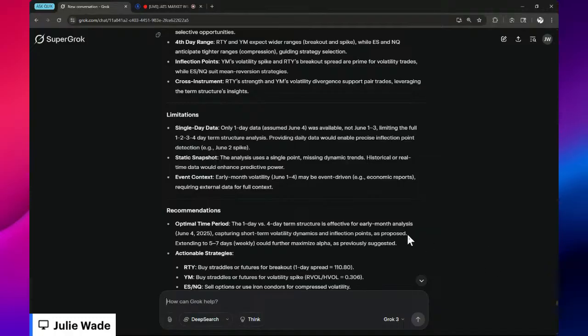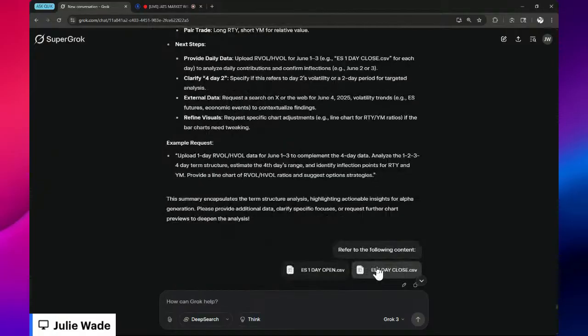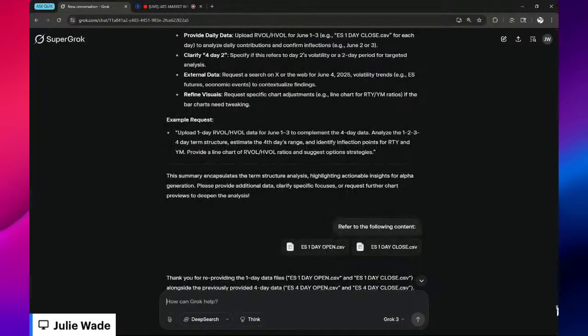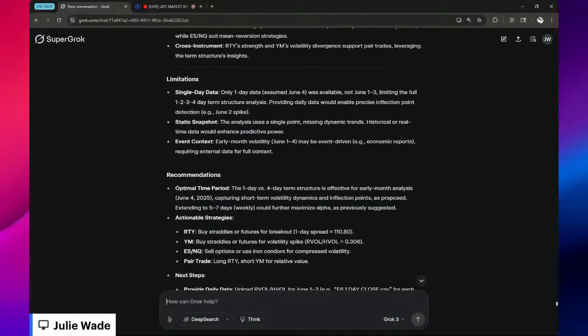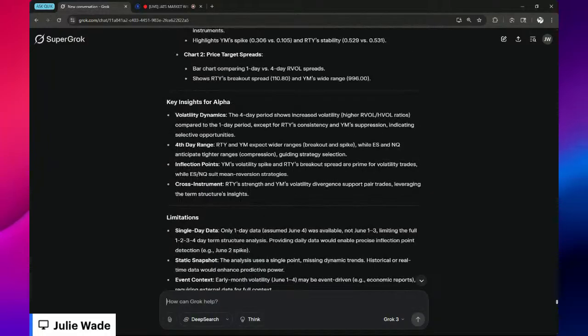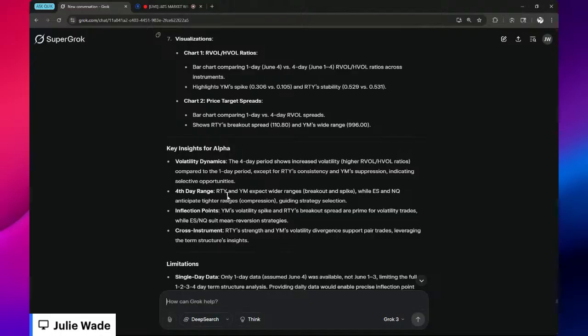So you can get Grok to analyze your volatility by using the data inside of Grok and get trade ideas of which market may have more room to go.